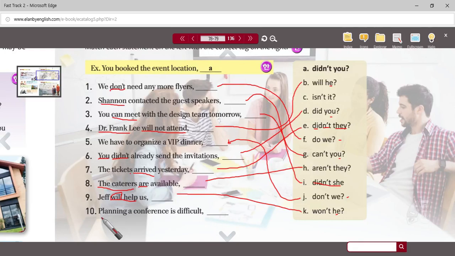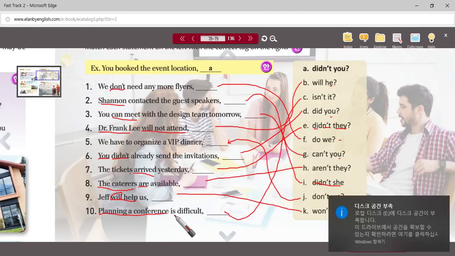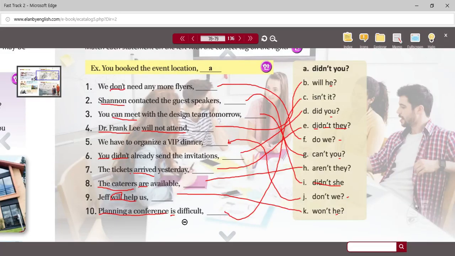Number 10, planning a conference is difficult, isn't it? Okay, it being planning a conference. Okay, we have the be verb, so is not. Okay, so isn't it? Answer for 10, C.